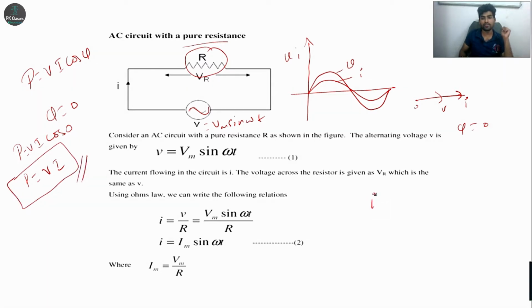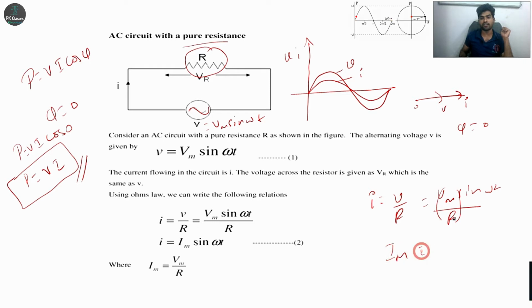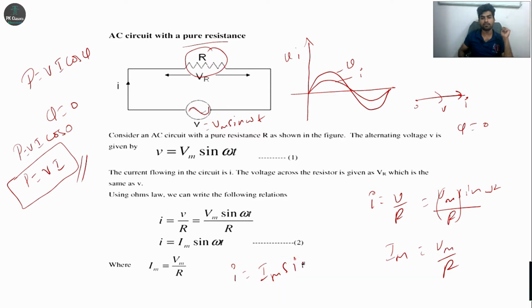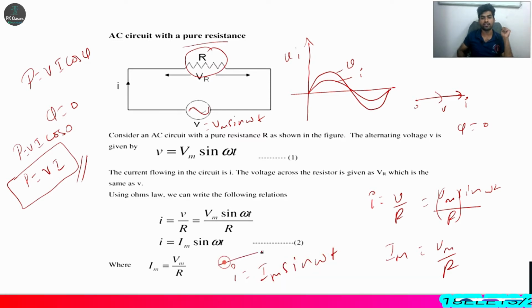So I is equal to what? V by R, right? Where V is equal to Vm sin omega t divided by R. This Vm by R is maximum value Im. Im is equal to Vm by R. So you will get the final equation, I is equal to Im sin omega t. There is no phase difference in the current and voltage.